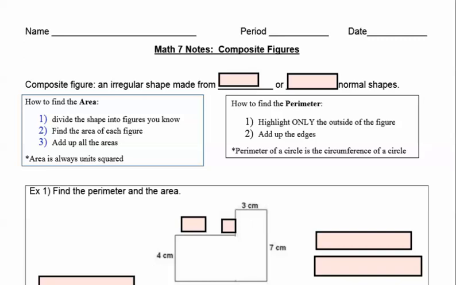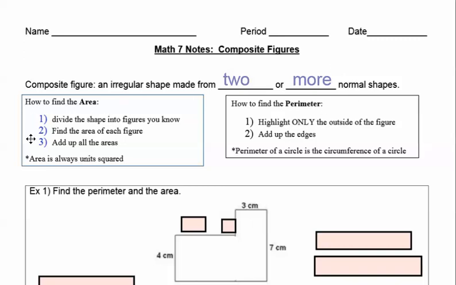Guys, we're going to learn about something called composite figures today. Composite figures are going to be weird shapes. Basically, it is an odd or irregular shape, and the way that we make it, it's made from two or more regular shapes, or two or more normal shapes that we already know. So what we're going to have to do with these composite figures is we're going to either be asked to find the area or the perimeter.